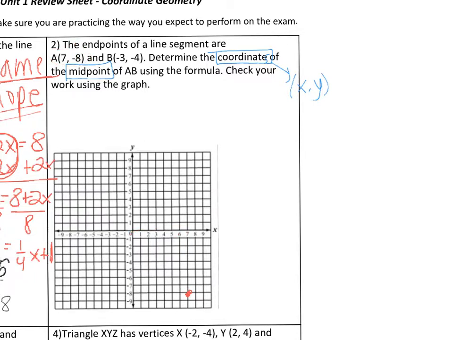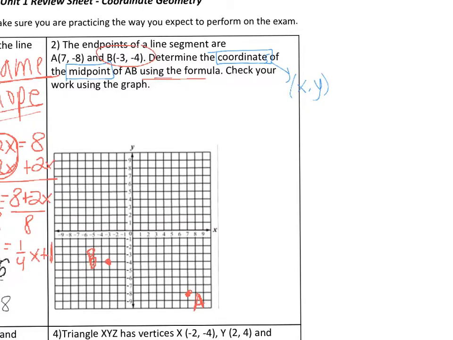It's a really good thing to always make sure that we are labeling our coordinates as well. So since this was point A, I'm going to label point A. The next point is B, (-3, -4). That ordered pair tells us to go to the left 3 and then go down 4. Now, they specifically tell us to determine the coordinates using the formula.